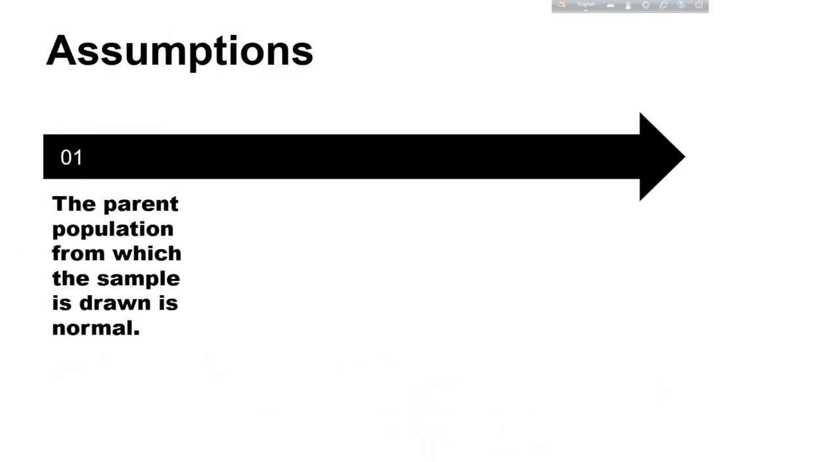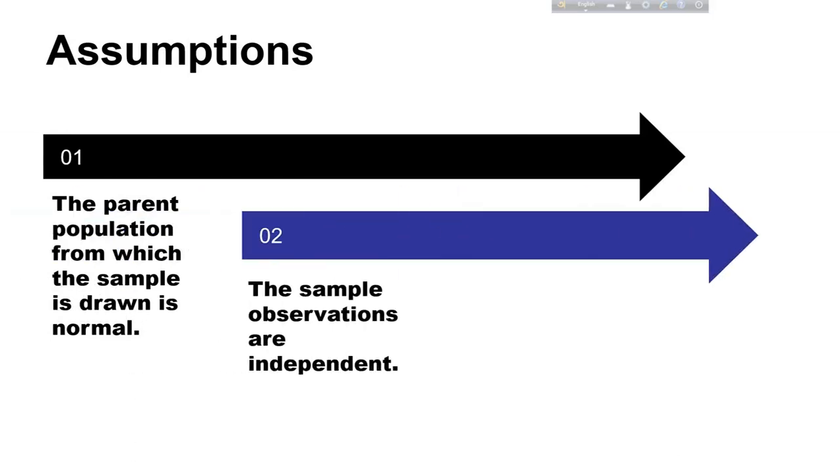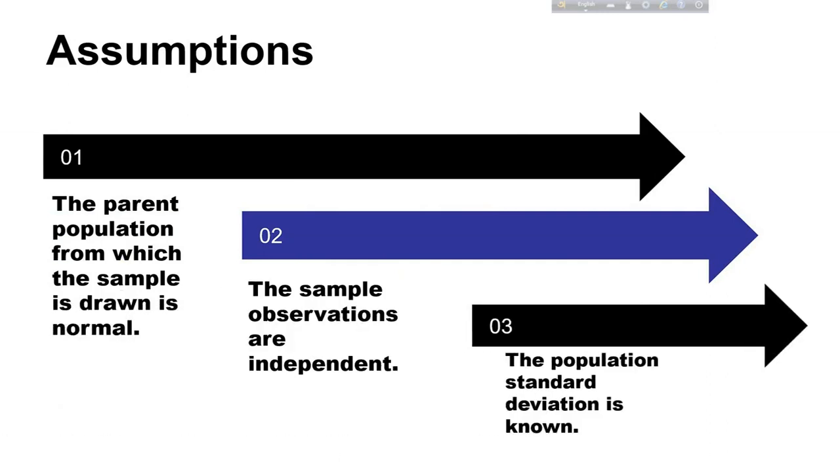Now here we have some assumptions. Number one, the parent population from which the sample is drawn has to be normal. Number two, the sample observations are independent, and the population standard deviation is known to us.